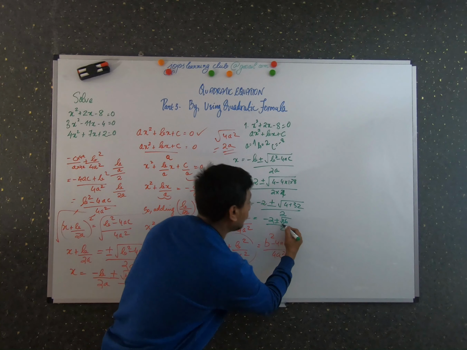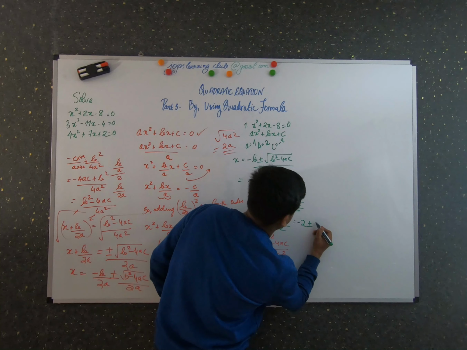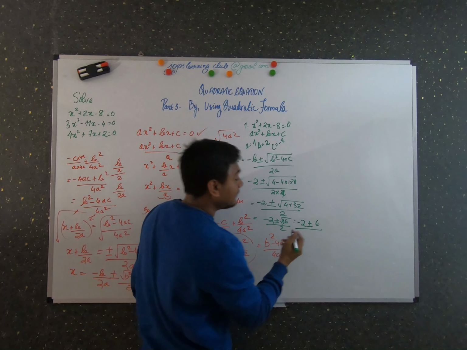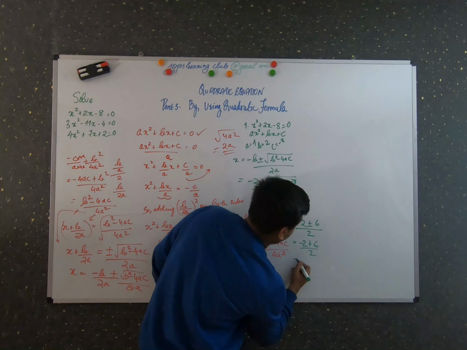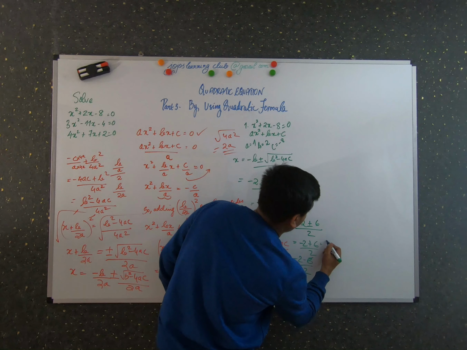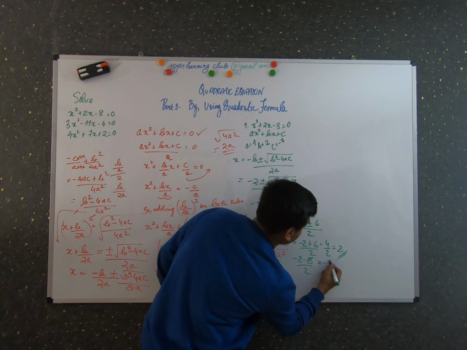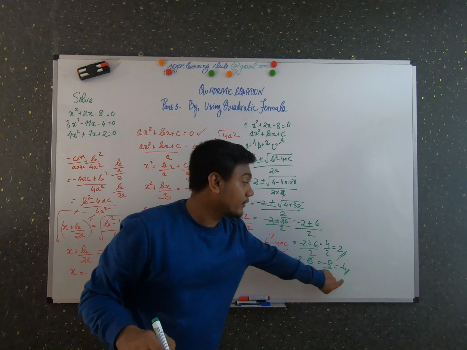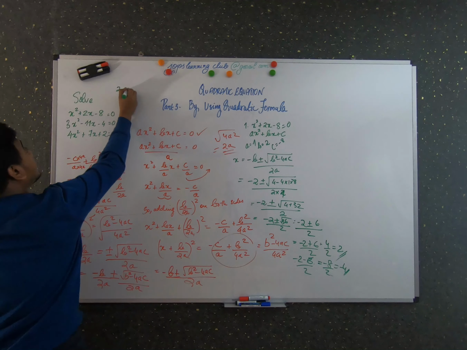So what is it? Minus 2 plus or minus root of 36 by 2. Root of 36 is 6. So minus 2 plus or minus 6 by 2. What are the roots? Minus 2 plus 6 by 2 and minus 2 minus 6 by 2. What is minus 2 plus 6 by 2? That is 4 by 2, and the value is 2. Minus 2 minus 6 is minus 8 by 2, and the root is minus 4. So the roots of this equation are 2 and minus 4.